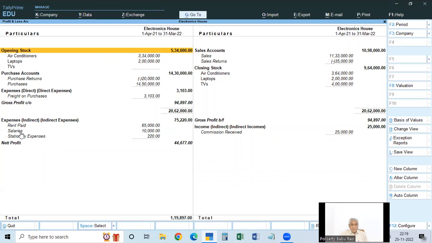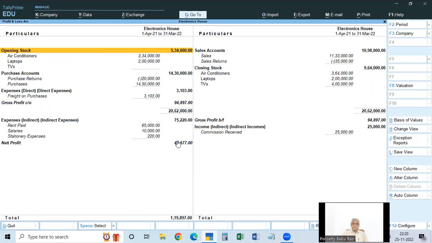Below that, it will take all the other incomes. Direct income is only one, sales. All other incomes are indirect incomes. So all the indirect incomes and indirect expenses are taken here. What is a direct expense? Everything related to the factory, that is production, or purchasing goods and bringing them to the office. For example, freight on purchase: when you purchase goods, you have to bring them to our company, and for that you pay transport charges, called freight. So freight on purchases is a direct expense. Like this, we have to analyze all the direct expenses, which will be shown here, and indirect expenses and indirect incomes will be shown below.